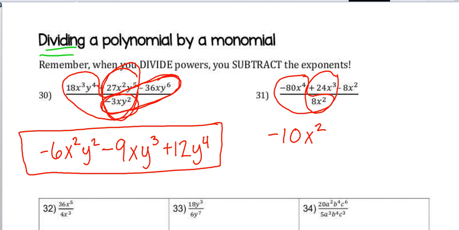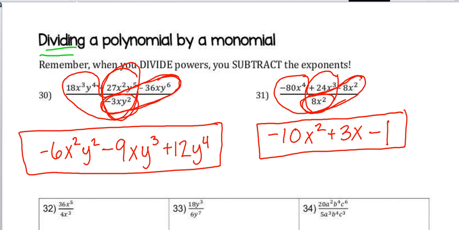24x cubed divided by 8x squared. So I have 3x. And now this part's very important. I have a -8x squared divided by 8x squared. So I end up with just a -1. Okay, so you don't just write 0. You have to actually write 1 or -1, depending on whatever the sign is.